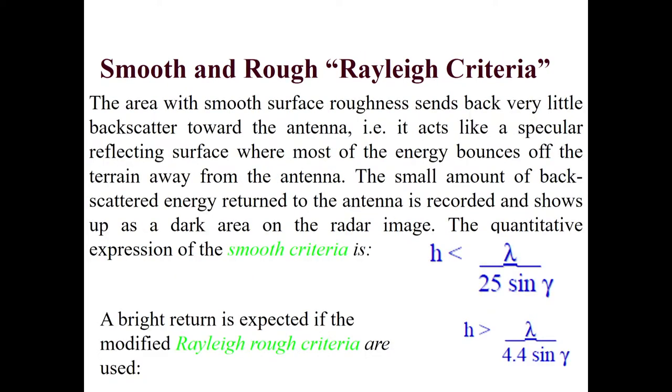But that criteria was not working very well in all conditions. So the Rayleigh criteria was modified by Peake and Oliver. The Peake and Oliver modified Rayleigh criteria is given here. According to that, for a smooth surface, the object height should be less than lambda divided by 25 sine of depression angle, and for rough surfaces, the height of the object on the earth's surface or any surface should be greater than lambda divided by 4.4 sine gamma. And if the object height comes in between these two, then that will be the intermediate surface.